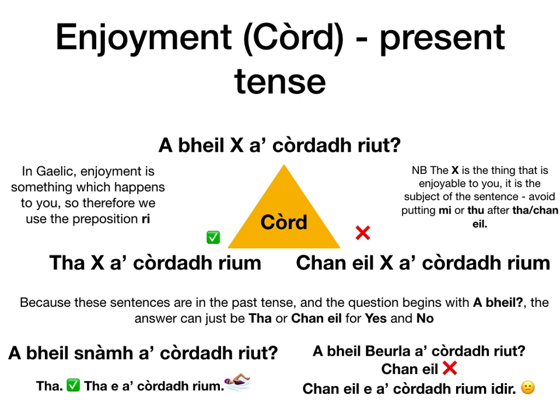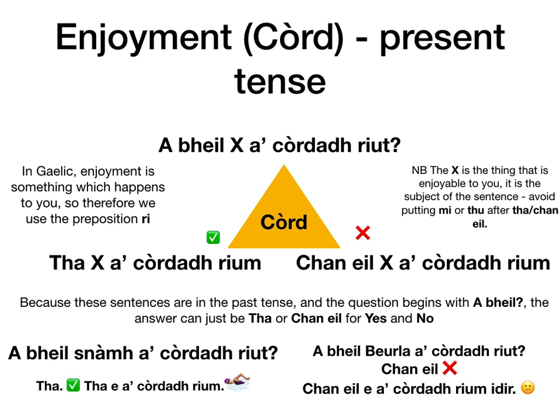Enjoyment, present tense, còrdadh, a bheil X a còrdadh. Now in Gaelic, enjoyment is something which happens to you, so therefore we use the preposition rí. A bheil X a còrdadh. Do you enjoy X? Tha X a còrdadh.